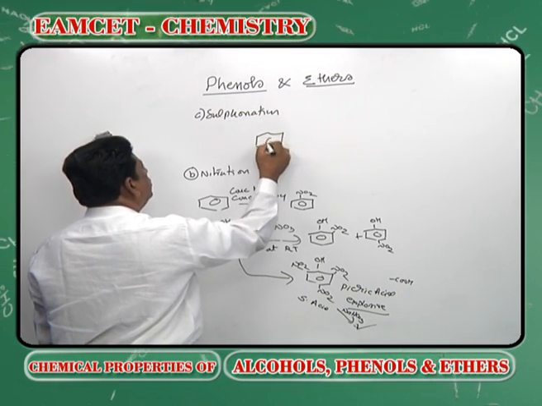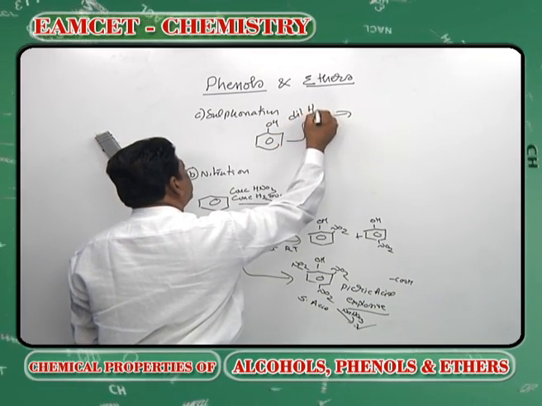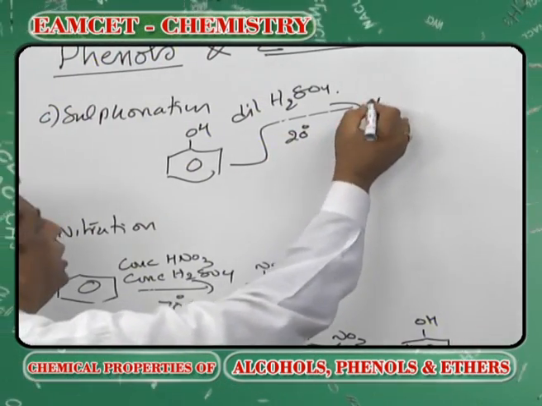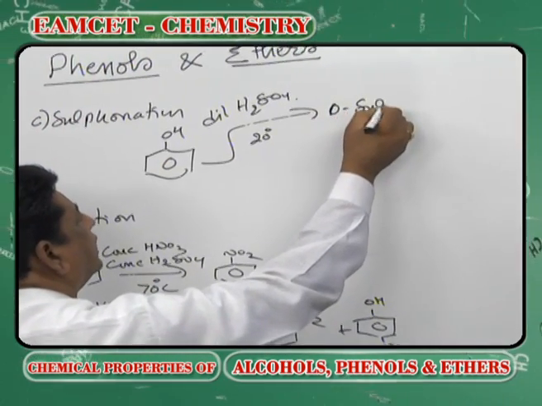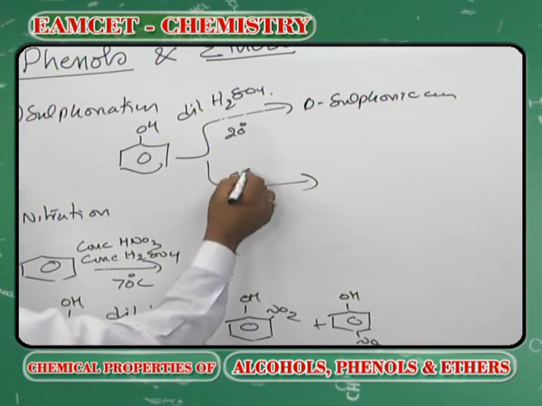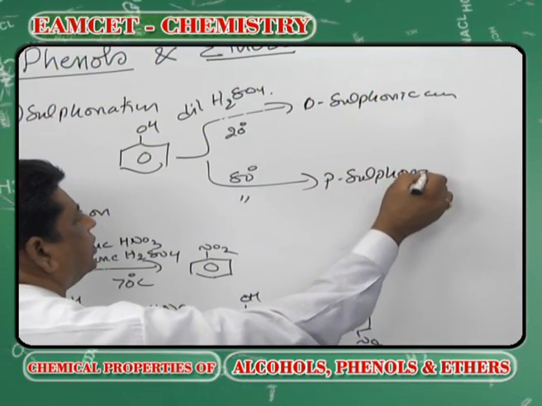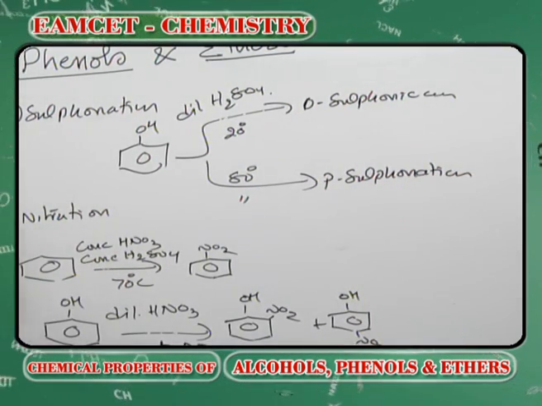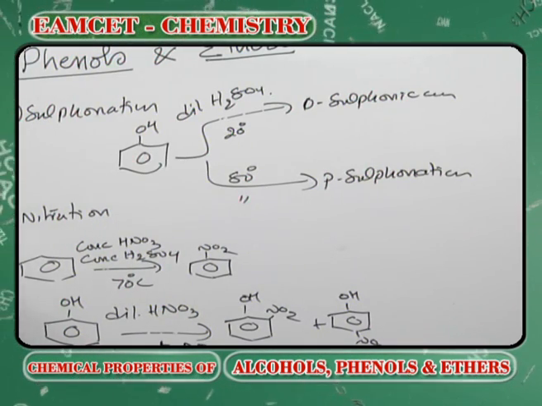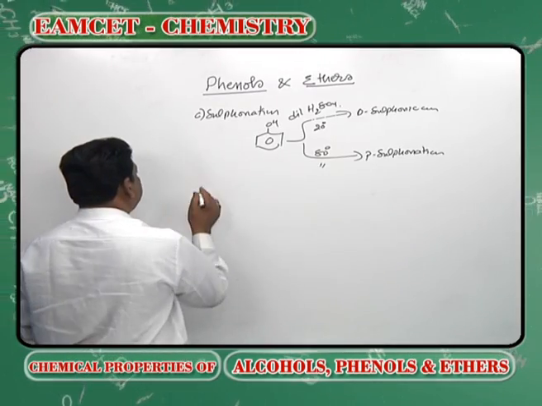Phenol observes two types of sulfonations. Dilute sulfuric acid is enough to promote the reaction. And you have one observation, around 20 degrees centigrade, you will get orthosulfonic acid. At 80 degrees or so, parasulfonation is taking place. This is one speciality here. Sulfonation takes place at ortho at low temperature, at high temperature, parasulfonation is taking place. However, we have one problem with the last two.